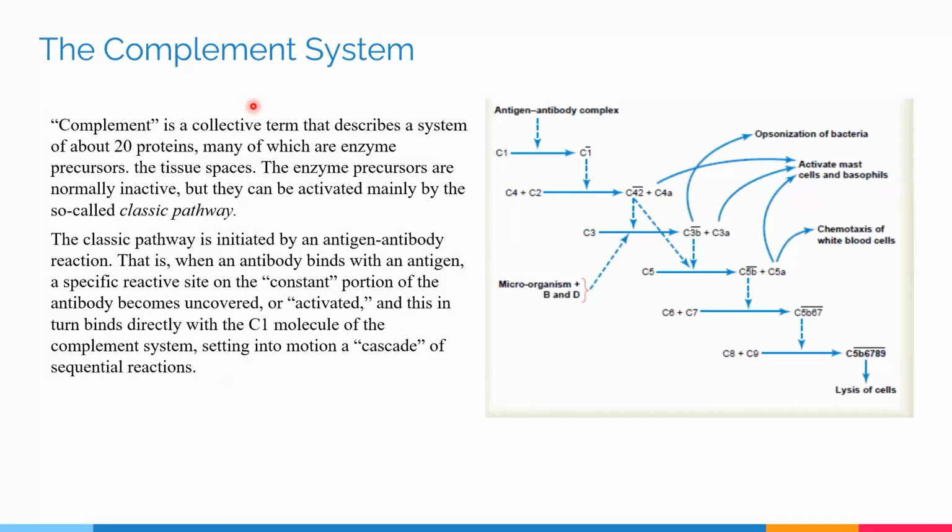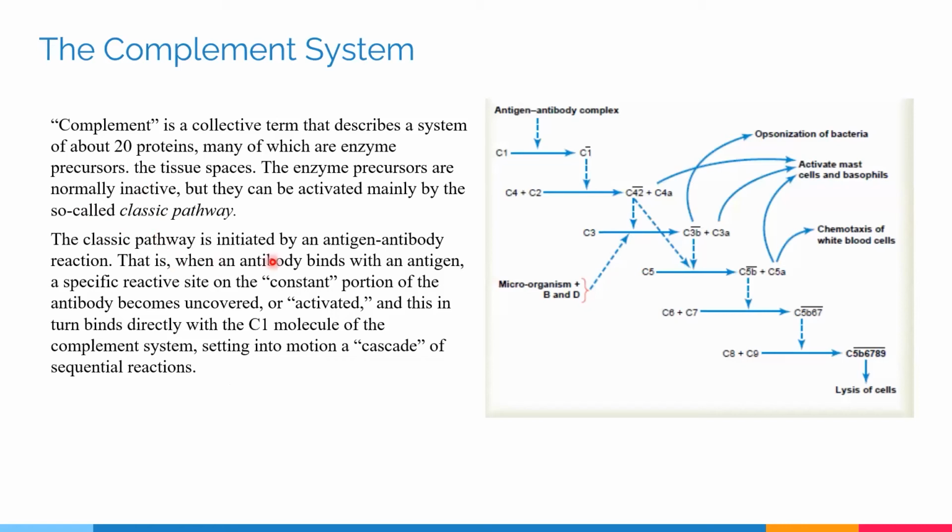Complement is a collective term that describes a system of about 20 proteins, many of which are enzyme precursors. The enzyme precursors are normally inactive, but they can be activated mainly by the so-called classic pathway. So these enzyme precursors normally cannot act, but after the action of other enzymes can be activated and produce a cascade of events, which then produces the action of the complement system.